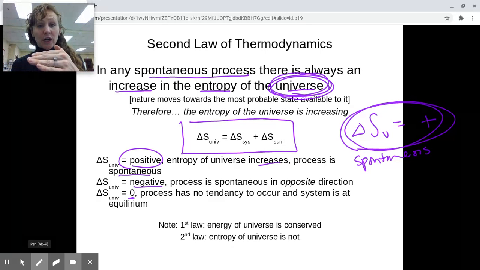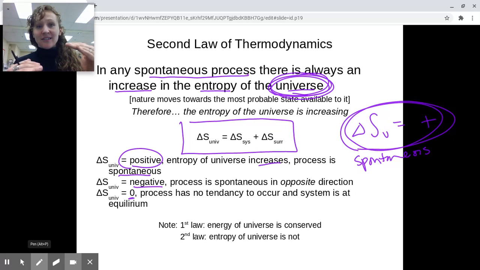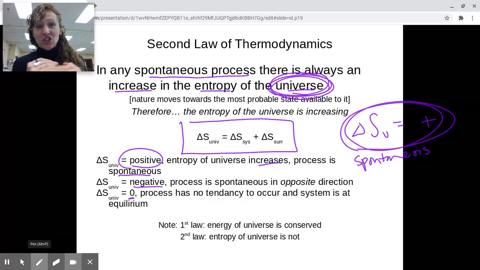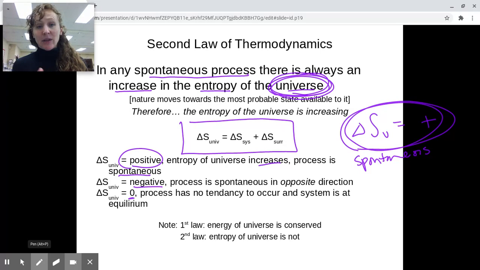Maybe there's a forward reaction. Maybe there's also a reverse reaction. They can be continuously occurring, but if they're occurring and equalizing each other out, so there's no net change, we say that system is in dynamic equilibrium.